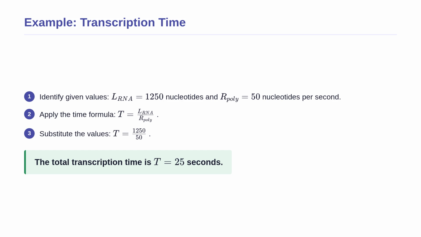We use our time formula, dividing the total length by the rate. We substitute lRNA with 1,250 and R poly with 50. Dividing these gives us 25. The units of nucleotides cancel out, leaving us with a final answer of 25 seconds. Physically, this shows how incredibly fast cellular machinery operates, allowing bacteria to respond to their environment in less than half a minute.